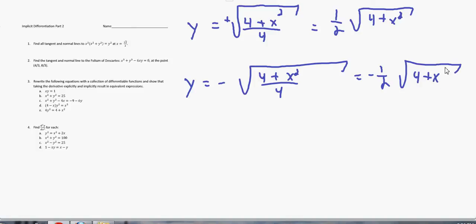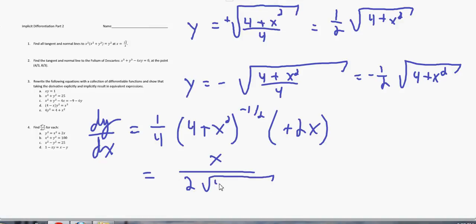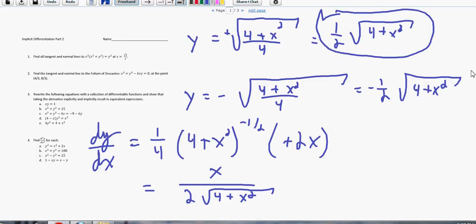And the same thing is going to happen with this. When you derive it, you're going to get the same exact derivative, just one's positive and one's negative. So we'll just derive one. We'll derive the positive one. And we're going to get this to the 1/2 turns into 1/2 times this, so that's 1/4 times 4 plus x squared to the negative 1/2 times negative 2x. Oh, that's plus, so times positive 2x, sorry. And that's going to be 1/4 and 2 cancel to 1/2. X is on top, 2 square roots 4 plus x squared. Cool. And remember, y was equal to this thing right here.